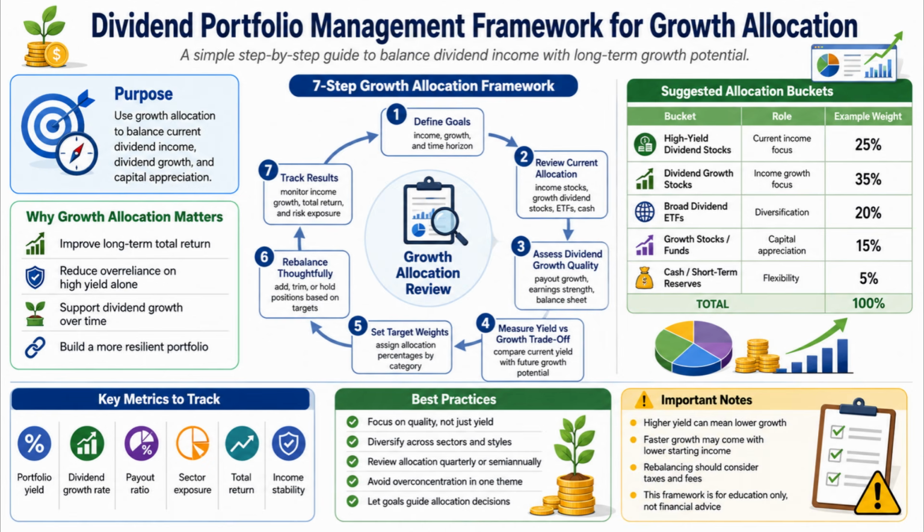Next, set target weights for each category. In this example framework, a portfolio may include 25% in high-yield dividend stocks for current income, 35% in dividend growth stocks for income growth, 20% in broad dividend ETFs for diversification, 15% in growth stocks or funds for capital appreciation, and 5% in cash or short-term reserves for flexibility.